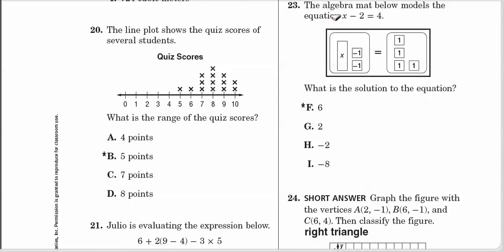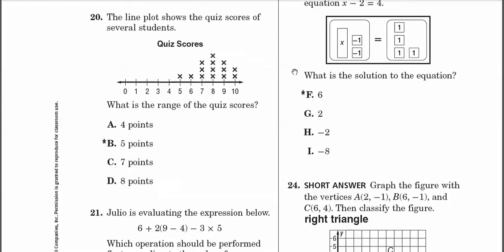This next one, the algebra map below shows x minus 2 equaling 4. So what's the solution? You add 2 to both sides. You get rid of these by adding a positive to this one and 2 positives over here. The solution to the equation is 6, because 4 plus 2 is 6.